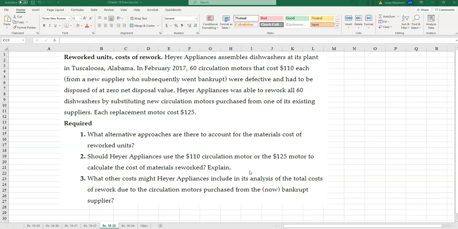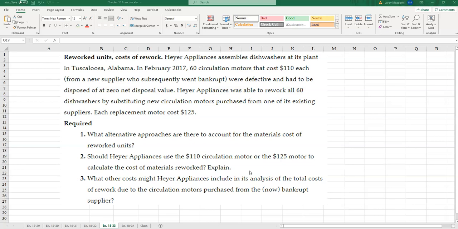Now finally, number 3, what other costs might Hire Appliances include in this analysis of total cost of rework due to circulation motors purchased from the now bankrupt supplier? Well, when we're talking about the cost of rework, what do we want to include? What other costs might we want to highlight? Well, any labor, any additional conversion costs spent on substituting the new circulation motors. So take out the old motors, put in the new ones.